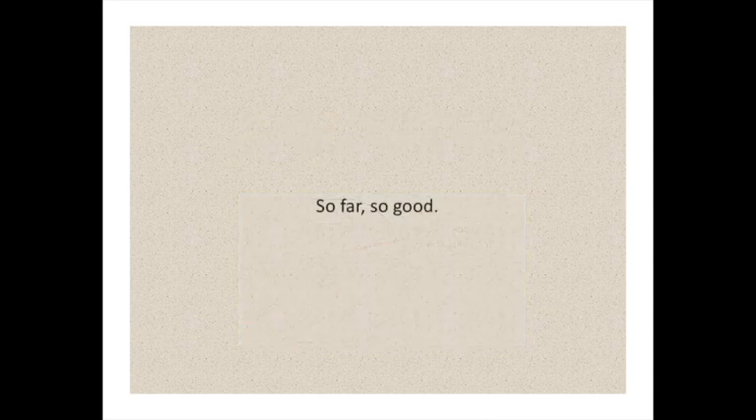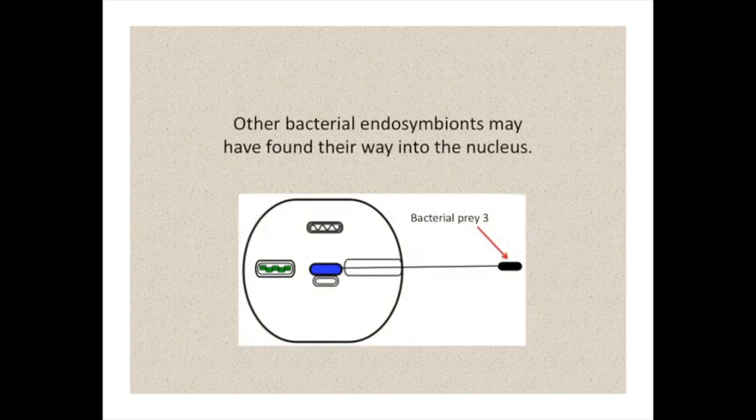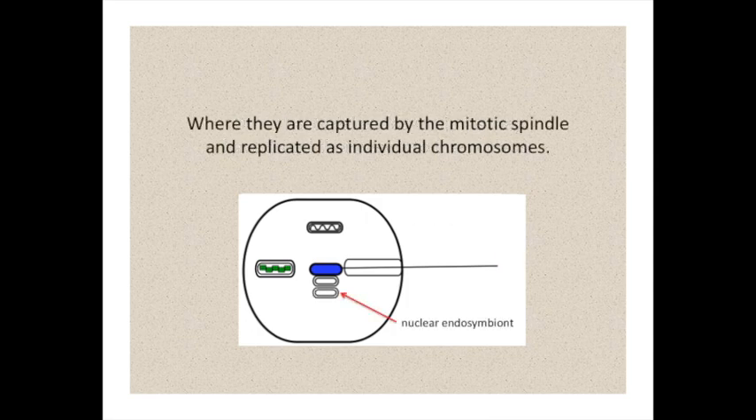So far, so good. Now, here comes the controversial stuff. Other bacterial endosymbionts may have found their way into the nucleus. I don't think you'll be finding examples of that in your textbooks, where they are captured by the mitotic spindle and replicated as individual chromosomes.